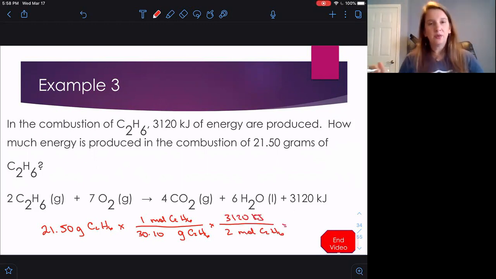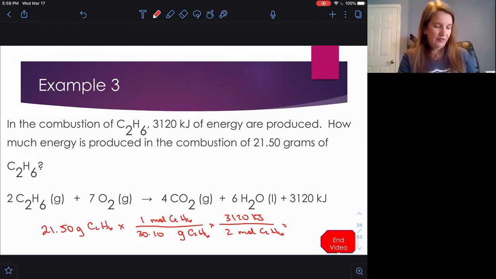Now, it just so happens that all 3 of these examples had a 2 coefficient with the substance that we were either starting with or trying to solve for. So don't assume that it's always going to be a 2 on top of or underneath the energy from the reaction. It's going to be the coefficient for that substance. So make sure it's not always a 2.